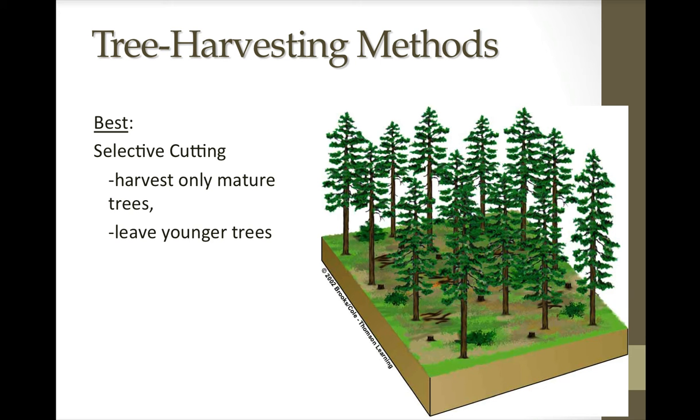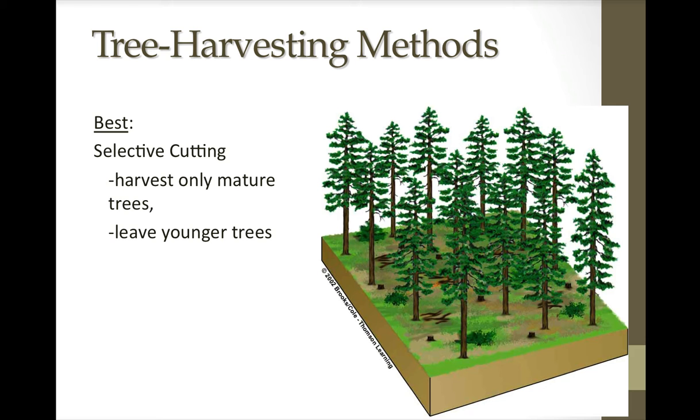Now, there are several different ways that we harvest trees. It's a fact of life so far. Until we find something better, we need to cut down trees to use them to build houses and other buildings, to make paper, things like that. So, since we're going to be cutting down trees, how can we do it in a sustainable way? Now, the best method is called selective cutting.